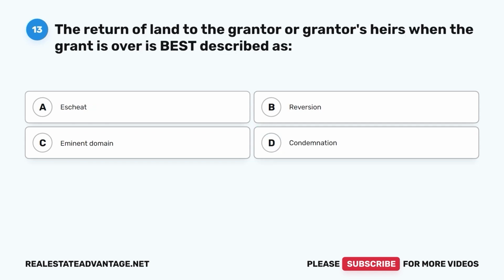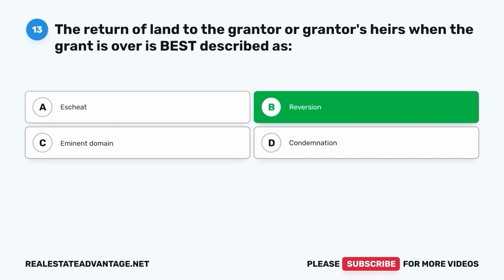Question 13. The return of land to the grantor or grantor's heirs when the grant is over is best described as A. Escheat. B. Reversion. C. Eminent domain. D. Condemnation. The correct answer is B.